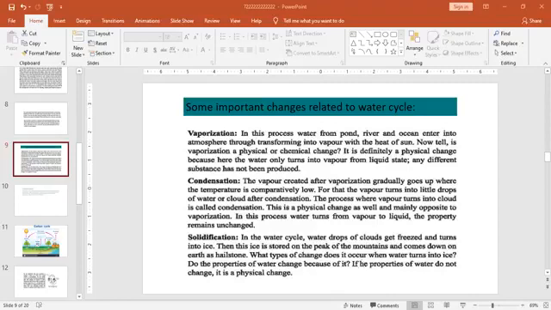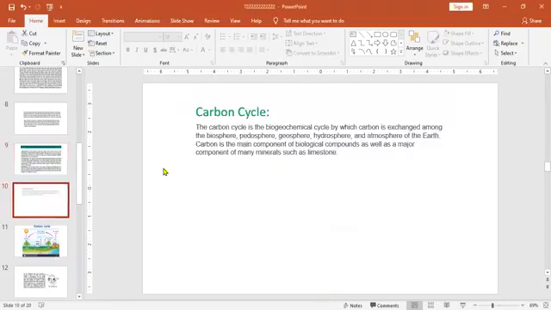Now we discuss the carbon cycle. What is the carbon cycle? The carbon cycle is a biochemical cycle by which carbon is exchanged among the biosphere, pedosphere, geosphere, hydrosphere and atmosphere of the earth. Carbon is the main component of biological compounds as well as a major component of many minerals such as limestone.